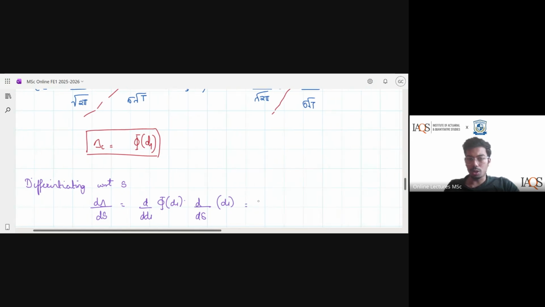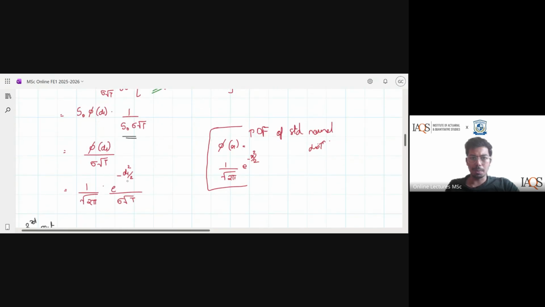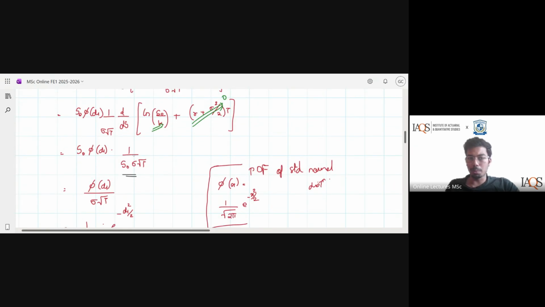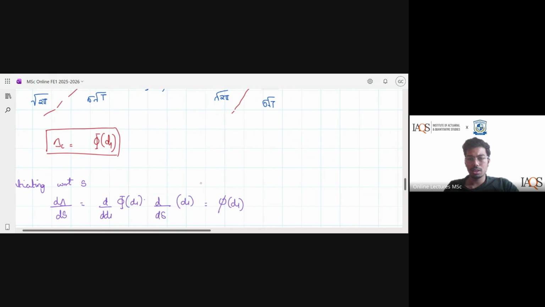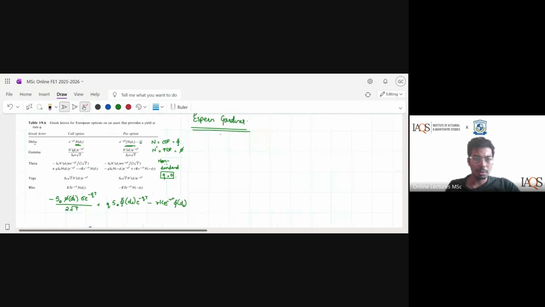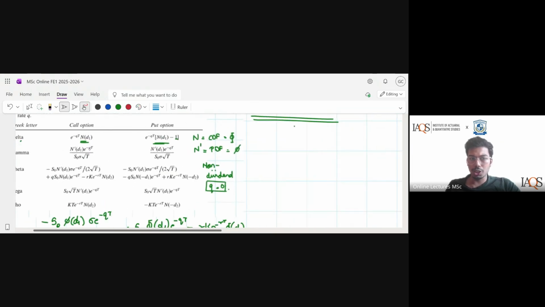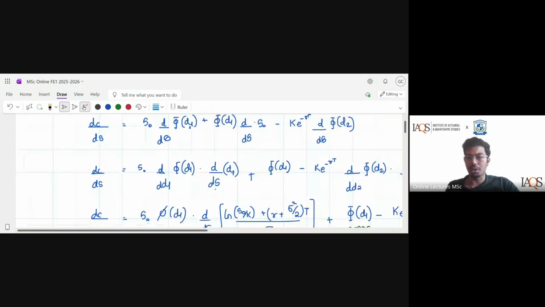I know this is equal to what? CDF will become PDF into d by dS of d1, which we already derived. If you remember, d by dS of d1 was what? 1 upon S0 sigma root T. So I write that same equation again into 1 upon S0 sigma root T. Now if you see your chart, the formulas that you typed, for a non-dividend paying stock e raised to minus qT will go away. What do you get as the answer? Phi of d1, PDF of d1 divided by S0 sigma root T. That is what we even got. That is the derivation for your gamma.